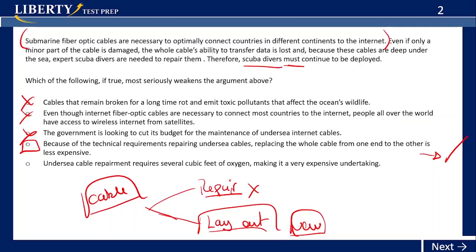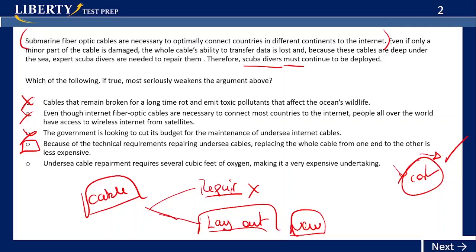Letter E. Undersea cable repairment requires several cubic feet of oxygen, making it a very expensive undertaking. Okay, the cost. Good, but the cost is important, but not that important here. What we care about is whether we have another option.